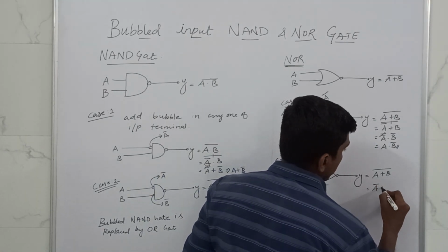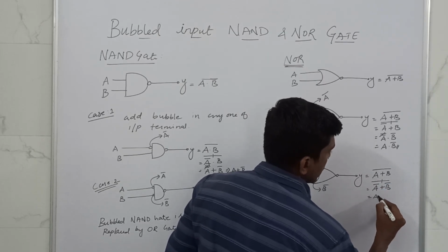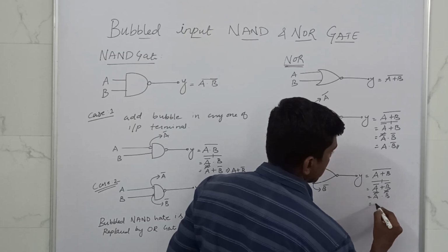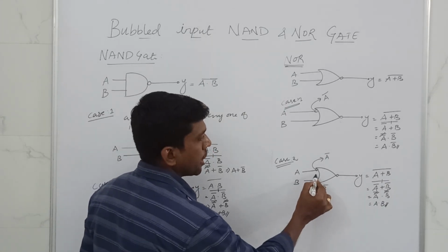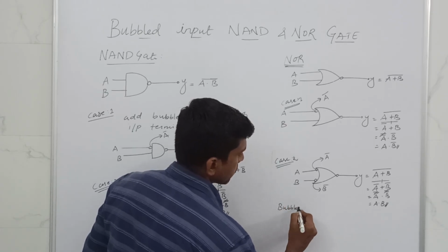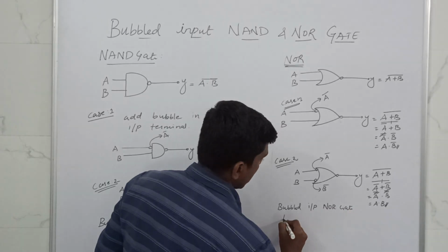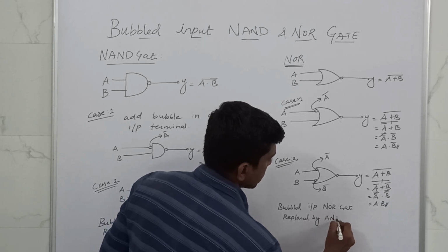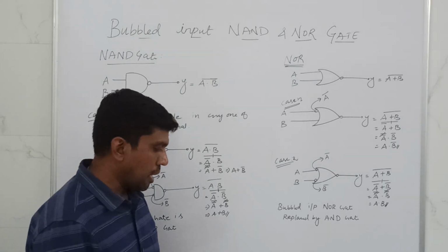So A bar plus B bar the whole bar. Apply De Morgan's theorem. Break the bar, change the sign: A double bar dot B double bar. These bars cancel, so the final expression is A dot B. So this bubbled input NOR gate is replaced by an AND gate.